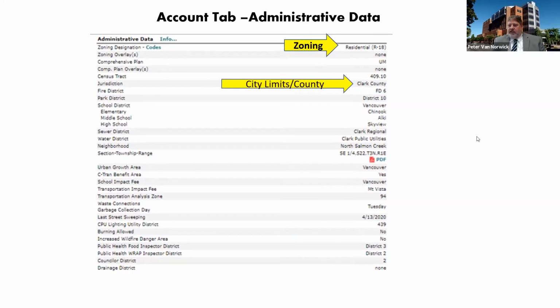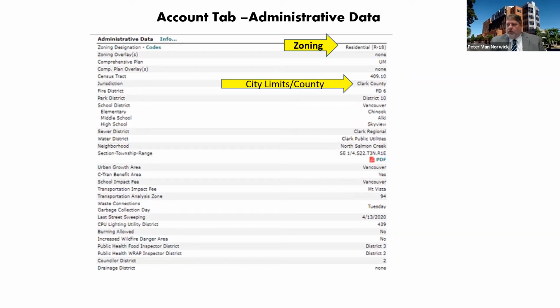The next thing is the jurisdiction. Whether or not people are in the city limits or the county. A lot of times people really don't know. They think they live in the city of Vancouver, or they don't know they actually live in the county. And that is right there on the page, telling you what the jurisdiction is.